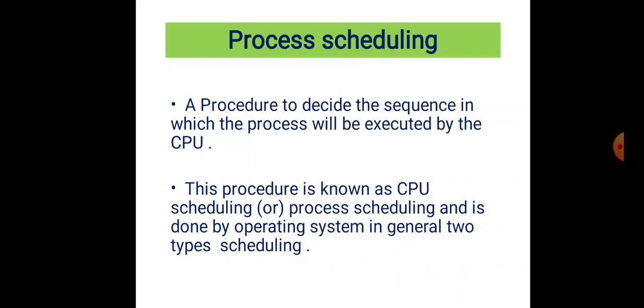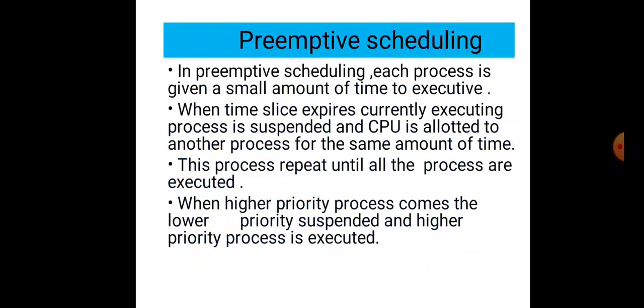In general, there are two types of scheduling. One is preemptive scheduling and another one is non-preemptive scheduling. First we'll see preemptive scheduling. In preemptive scheduling, each process is given a small amount of time to execute. When a time slice expires, the currently executing process is suspended and the CPU is allotted to another process for the same amount of time. This repeats until all the processes are executed. Moreover, when a higher priority process comes, the lower priority process is suspended and the higher priority process is executed. This is all about preemptive scheduling.